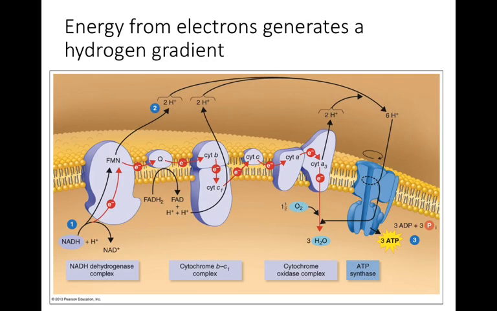Bacteria don't have mitochondria. No membrane-bound organelles. Where does this take place in a bacterial cell?